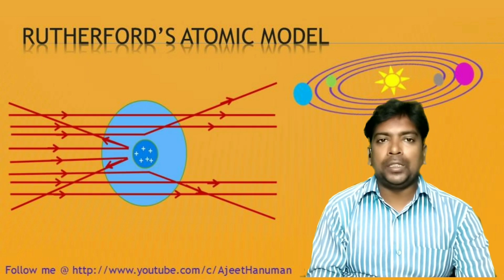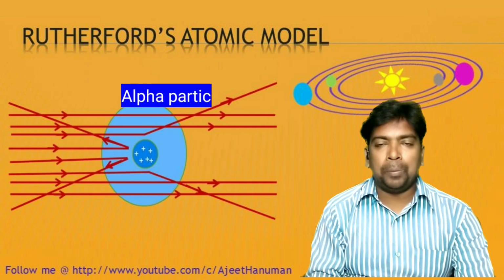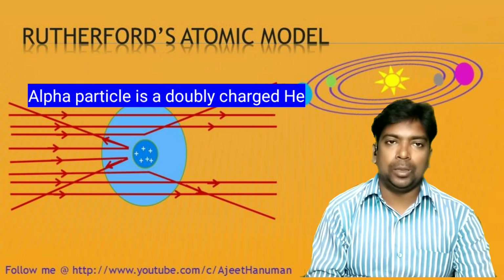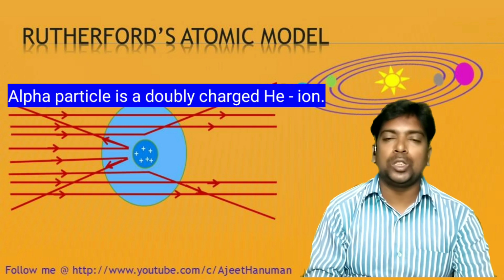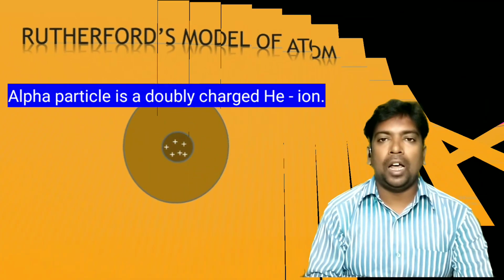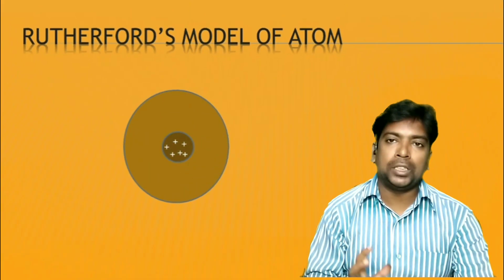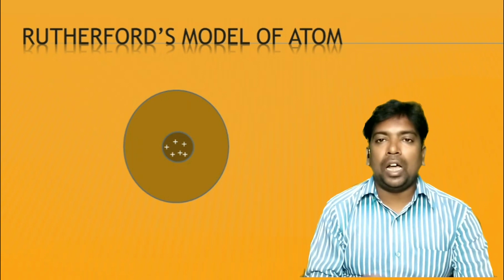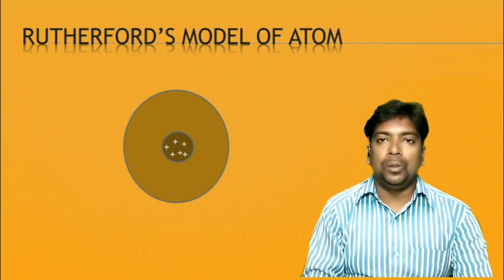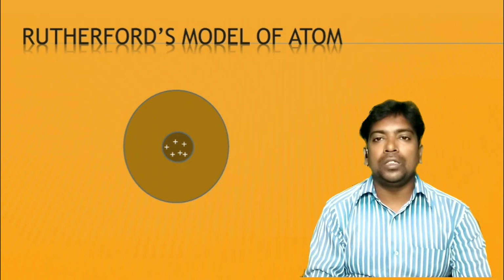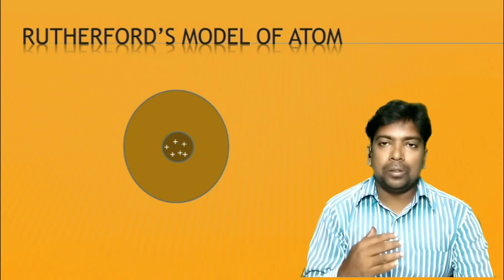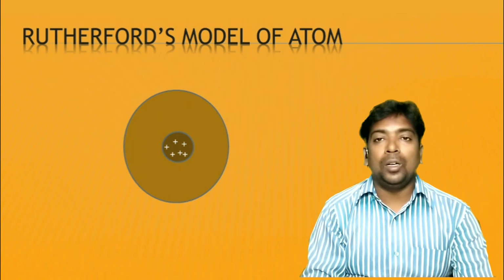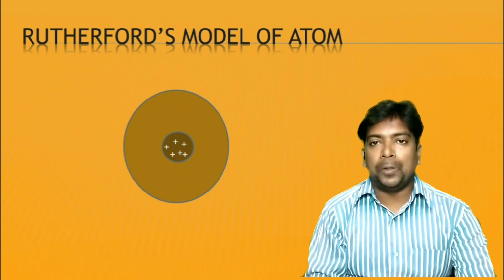Now, I want to tell you what an alpha particle is. An alpha particle is a doubly charged helium atom. That means if you remove the 2 electrons from helium, you will obtain an alpha particle, a quite massive particle. When he directed the alpha rays towards the gold foil, he made mainly 3 observations of the alpha particles.